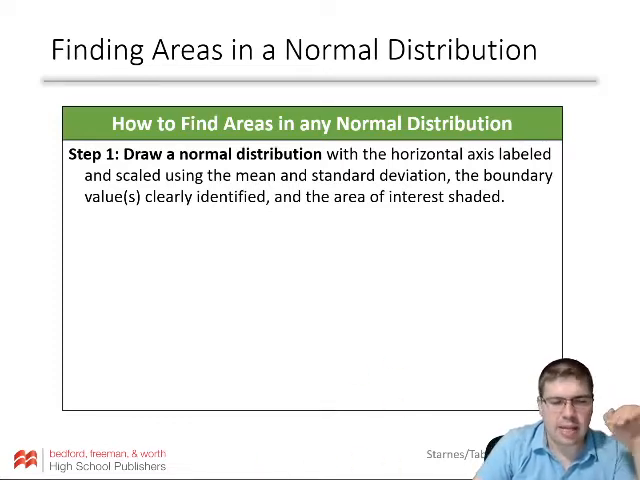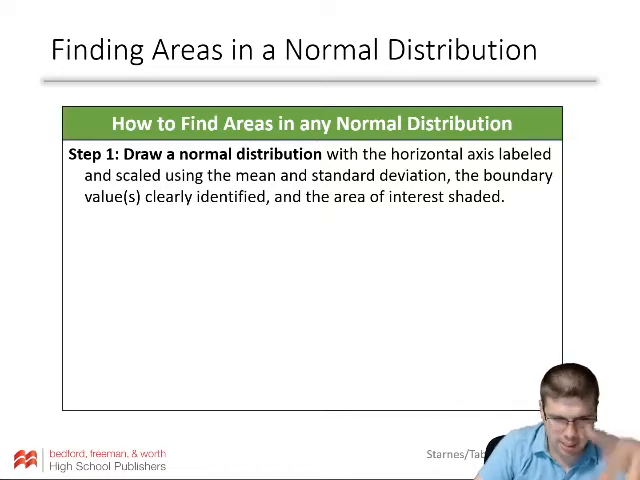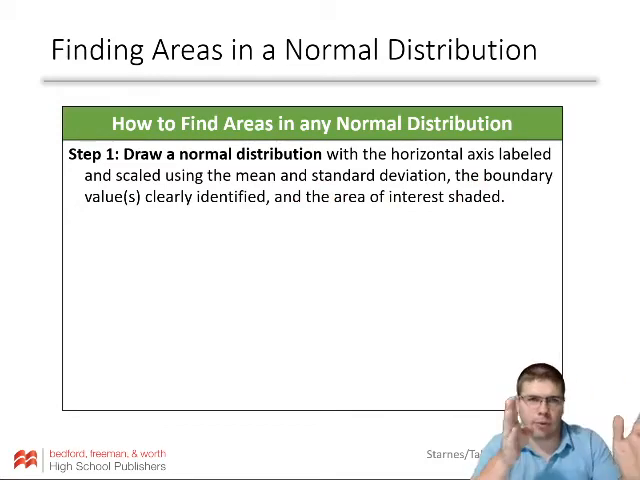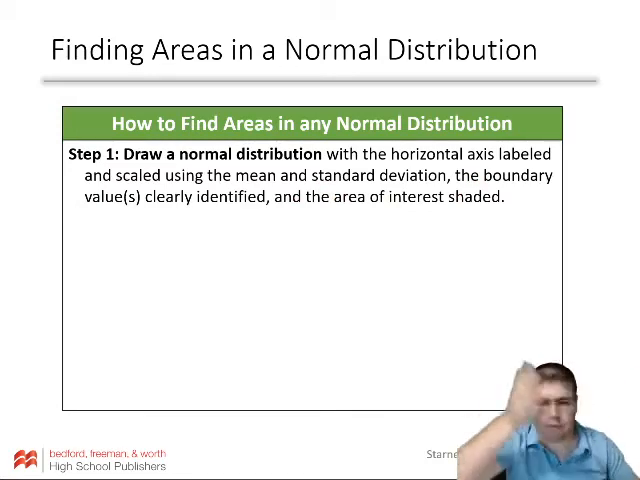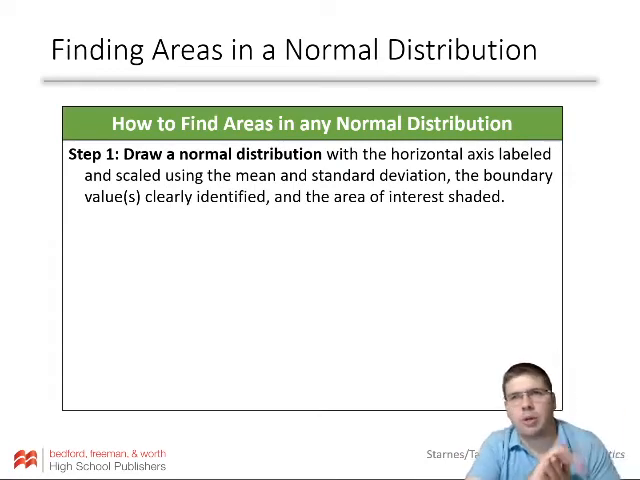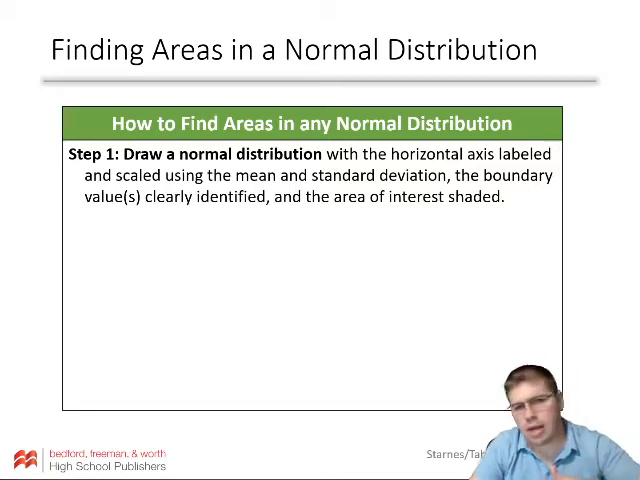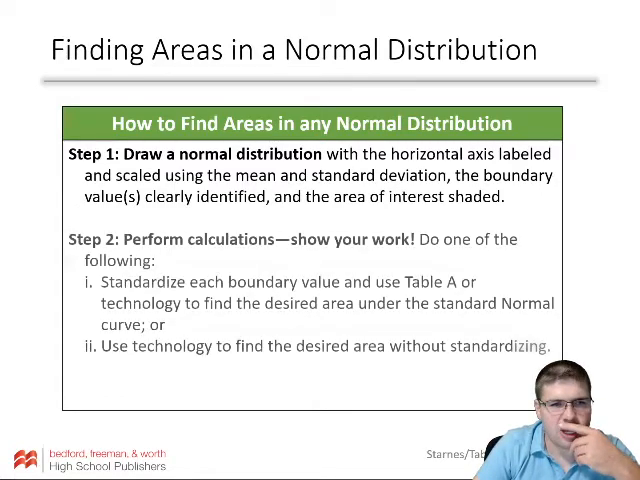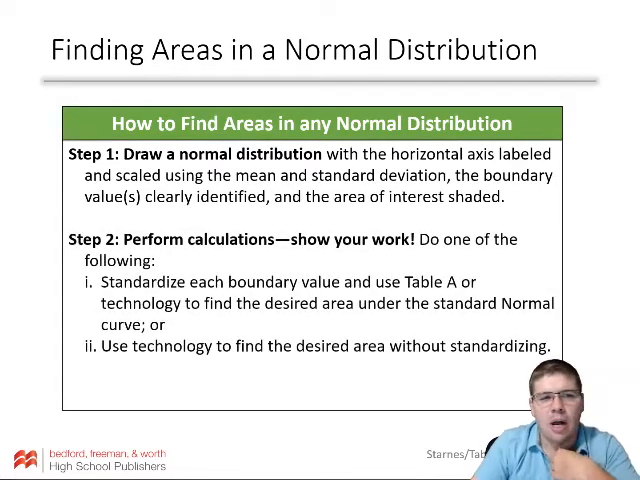So make sure you have a well-labeled curve with means and standard deviations labeled, and then boundary values. A boundary value is if you're going in an interval and a range for your normal distribution, or above a certain value or below a certain value, make sure you label that boundary value, and then shade the area of interest. If you want to go above, shade that area to the right, or if you want to go below, shade the area to the left, or in between. And then you perform your calculations showing work.